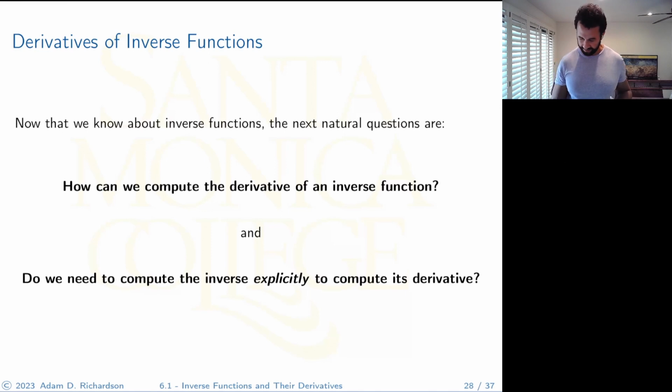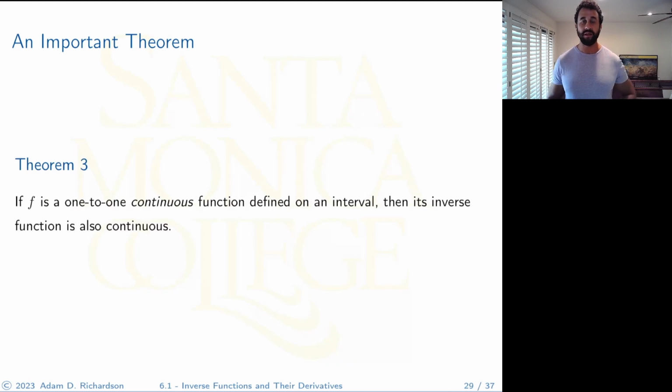All right, let's talk about it. So first, we're going to need an important theorem because we're going to use this later on a couple of times. For one, if your function is invertible, if f is 1 to 1, and it's also continuous, then its inverse is also continuous. So if you have an invertible continuous function, the inverse is also continuous.